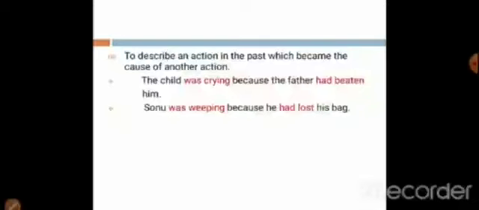Sonu was weeping because he had lost his bag. So an action took place, that was losing of bag. Why was he crying? Because he had lost his bag. So the result of losing the bag was his weeping. Sonu was weeping because he had lost his bag. So here we are using was crying because this is again past continuous, but because of perfect we are saying had beaten, had lost.